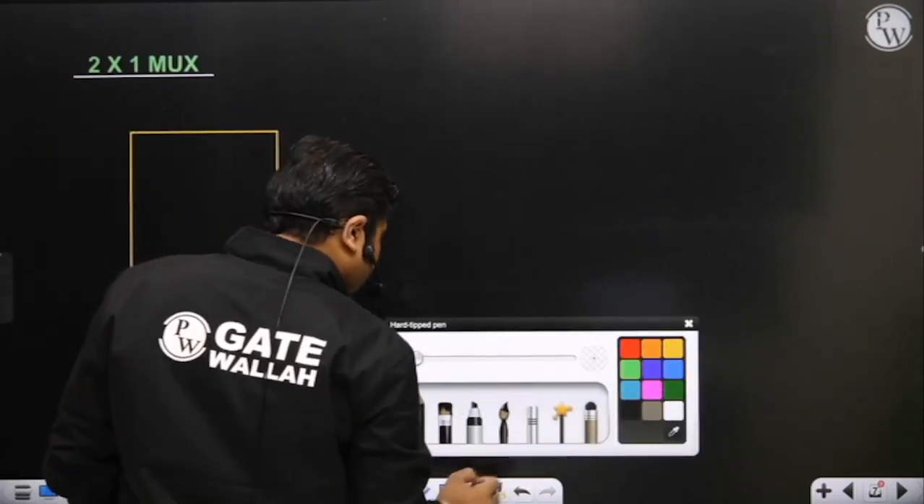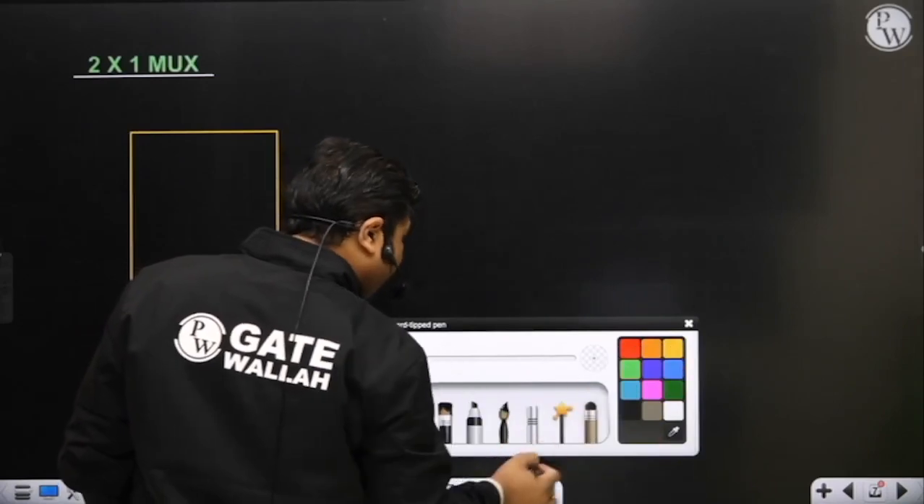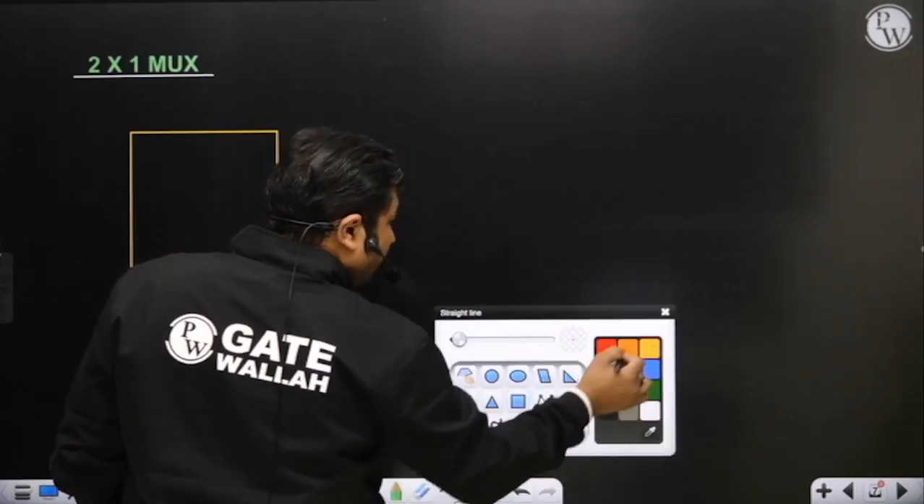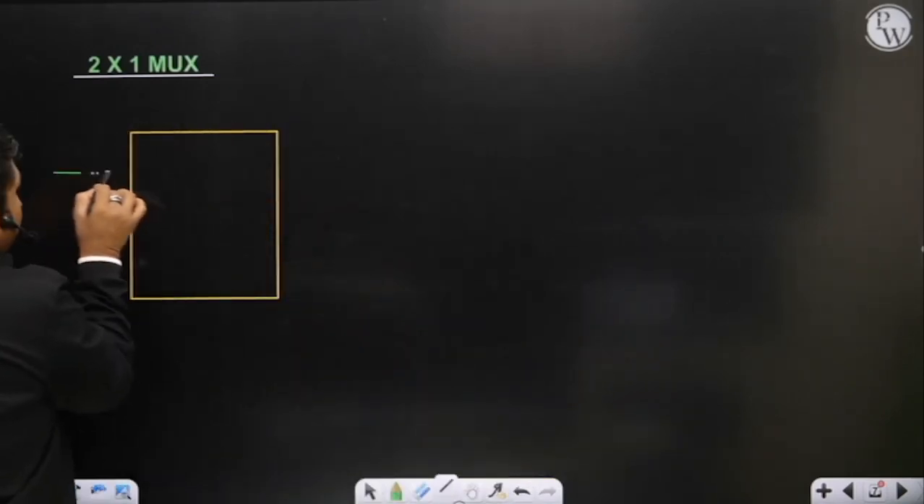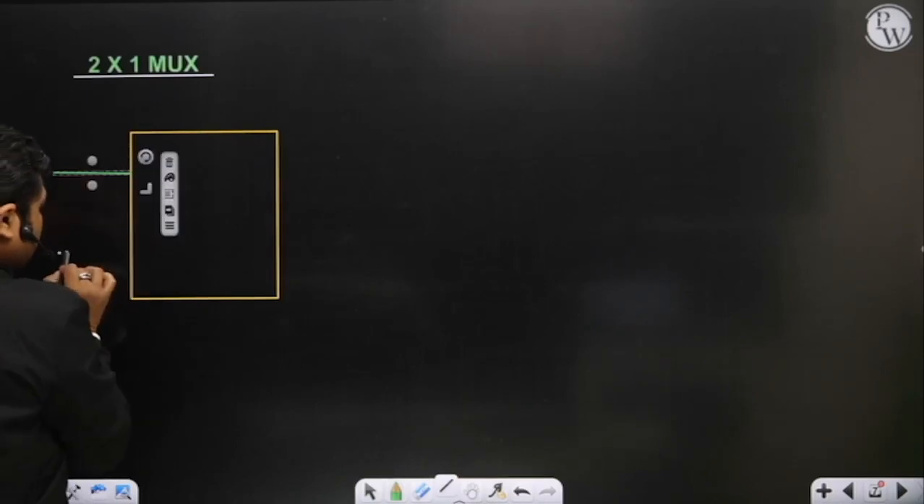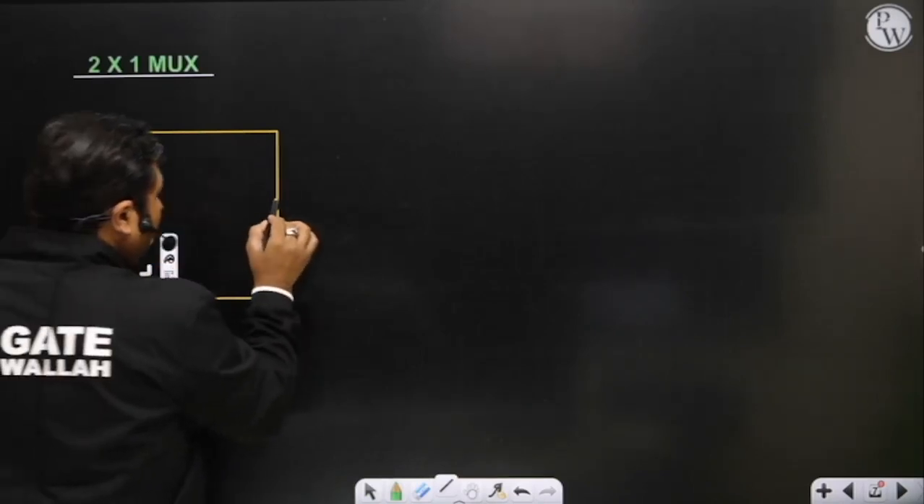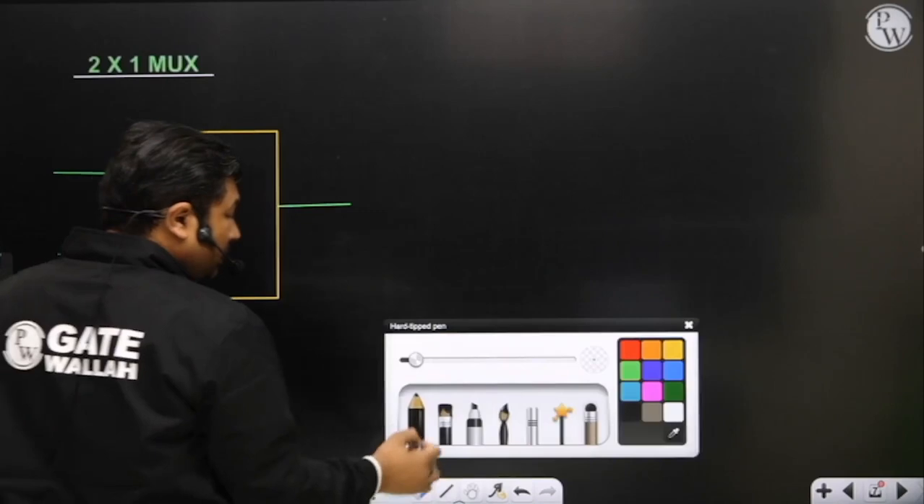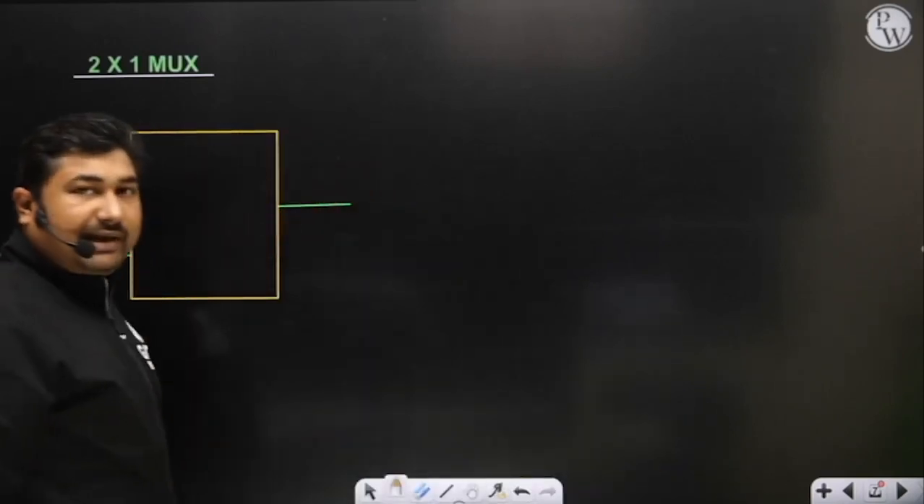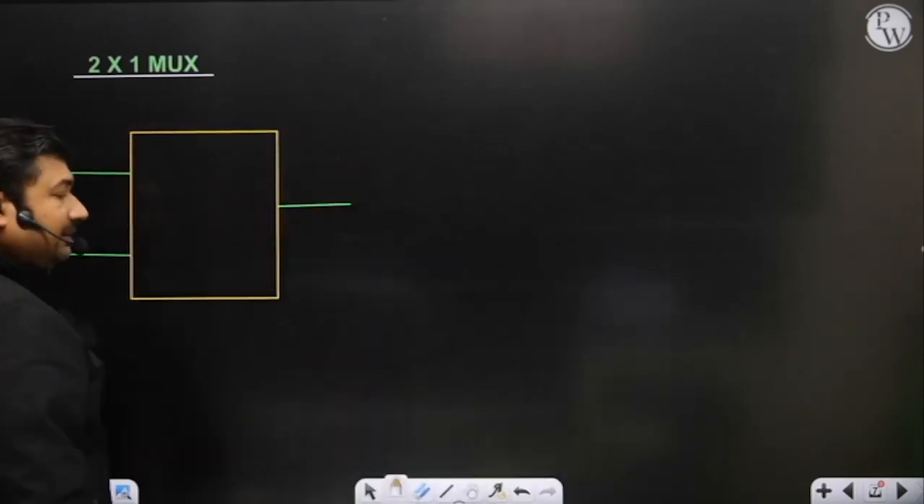Yes, sir. So for a 2 cross 1, how many input lines are there? Sir, the number of input lines is 2 only. And how many output lines, sir? The output line is 1 only, sir. So we have the number of input lines and output lines. Okay, how many select lines?